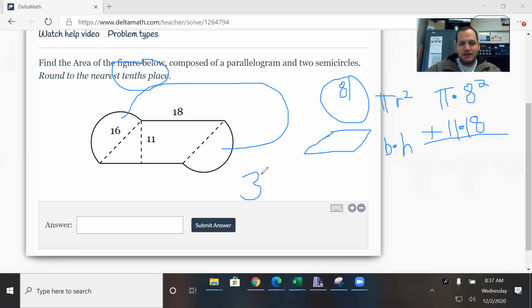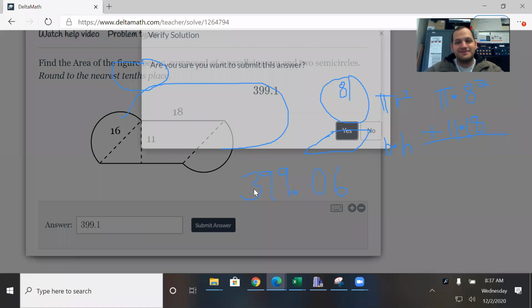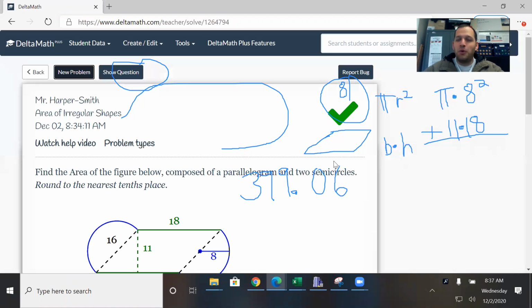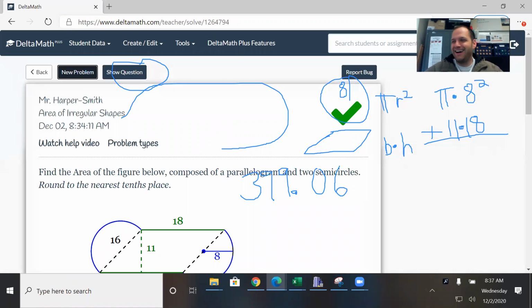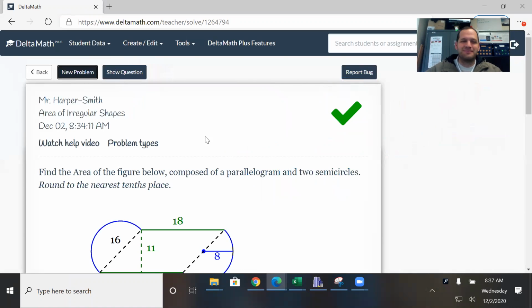So 399.06, what would that round to? Let's basically round to 399.1. Well, let's cross our fingers. Let's hope this is right. Whew, we did it! Let's try another one.